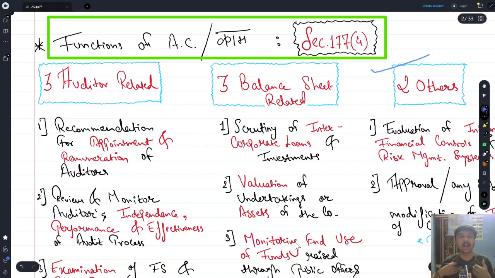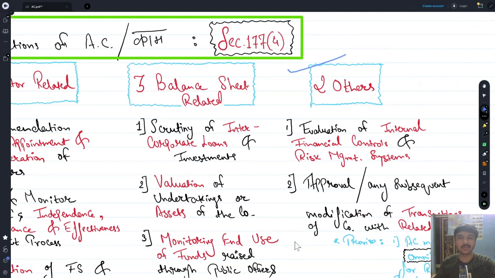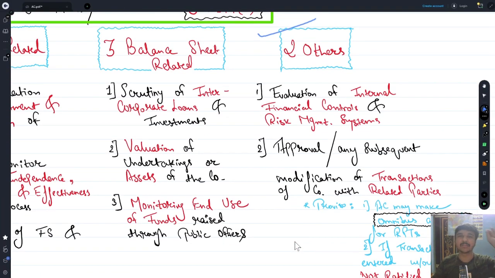2, our favorite, others. Everywhere it comes, others. So what does others mean? The audit committee is going to evaluate the internal financial controls and risk management system. See, the audit committee is something which is inside the company. It is part and parcel of the company, right? But it does not have to manage the company. What it has to do is supervise. So it has to evaluate the internal financial controls and risk management system. This is the very first other point.